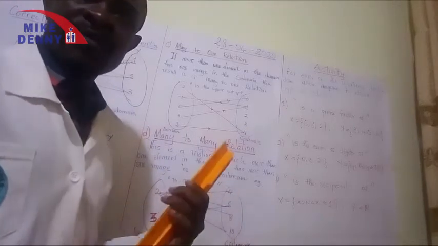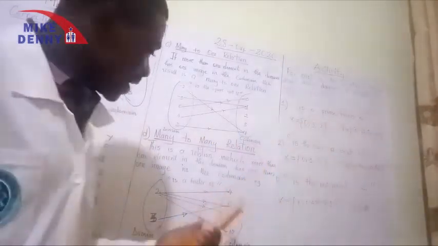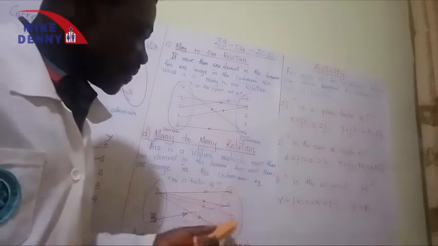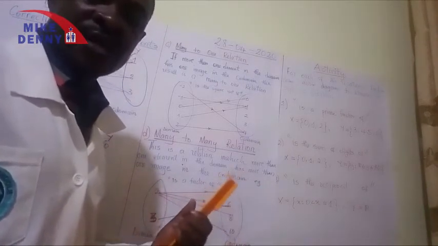Okay, when you look at the mirror, you see somebody there that looks like you. That is your mirror image. So here, when you have the domain, the elements in the codomain that are mapped to those in the domain are called the images of the elements in the domain.